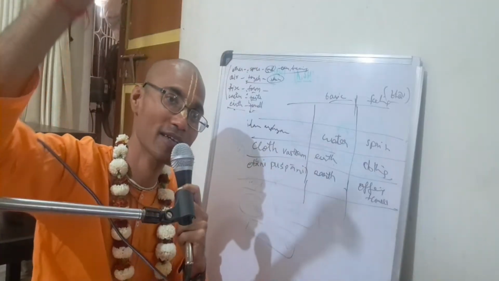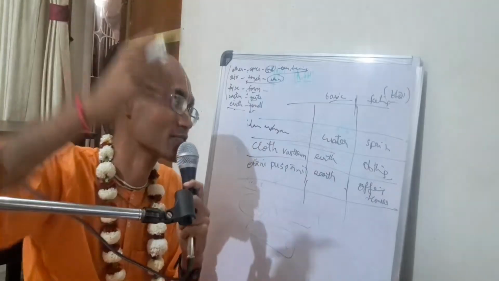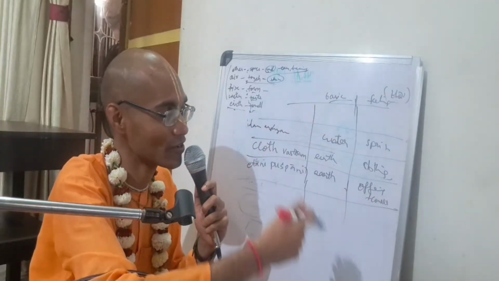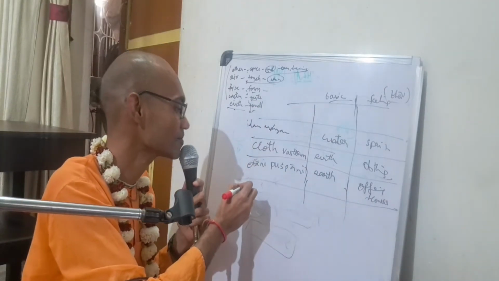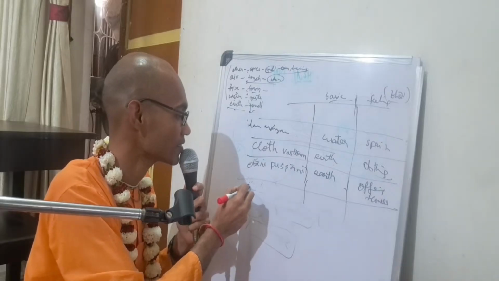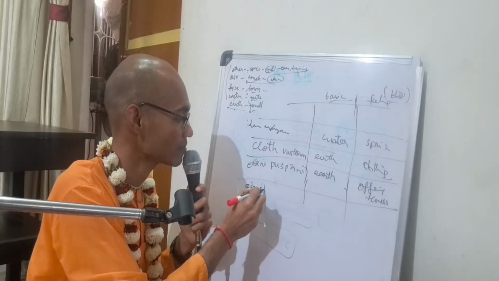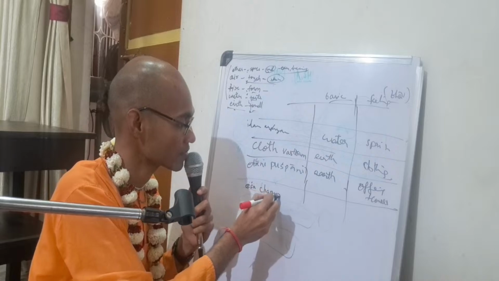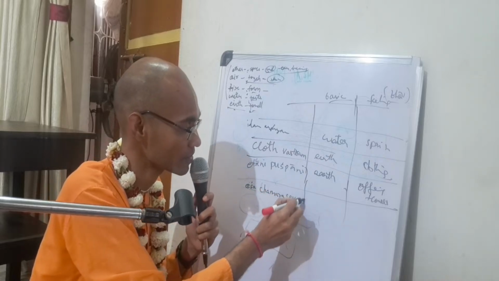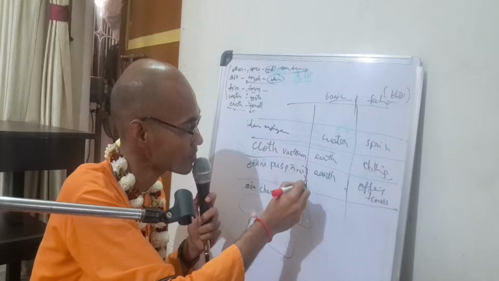You are offering sprinkling water, you are offering lamps, you are offering them clothes, you are offering them flowers, and then you are doing chamar seva. It's called the mantra. What is this element?